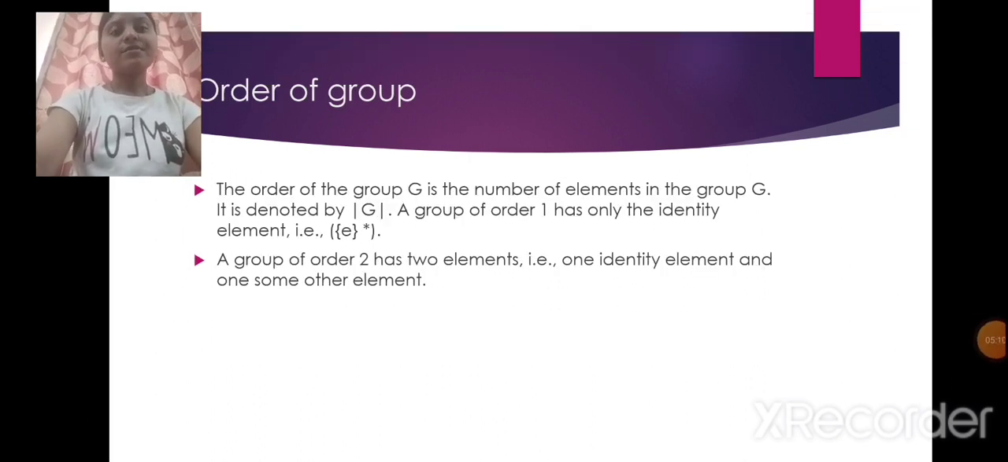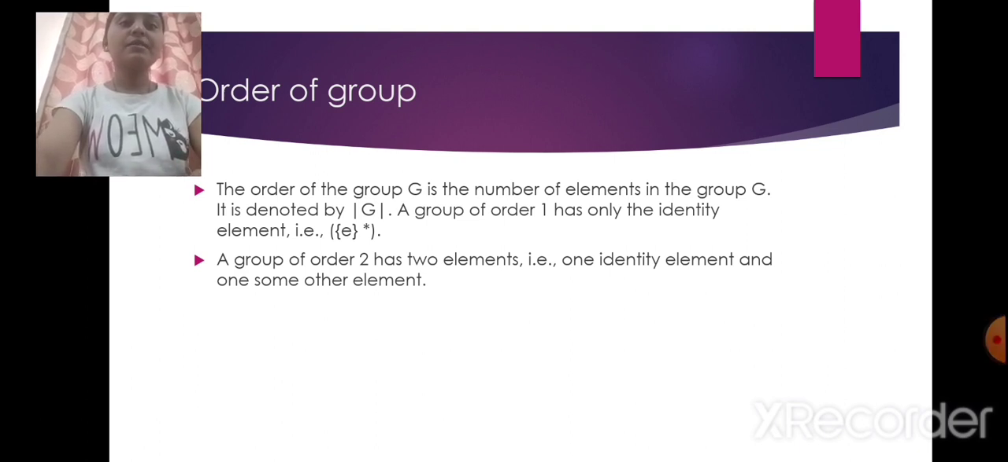Order of group. The order of the group G is the number of elements in the group G. It is denoted by the modulus of G. A group of order 1 has only the identity element, that is E. A group of order 2 has one identity element and one other element.